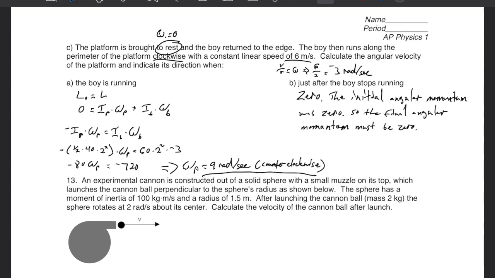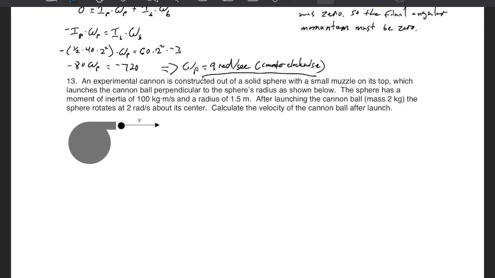Number 13, we've made it to the very end. An experimental cannon is constructed out of a solid sphere with a small muzzle on its top, which launches a cannonball perpendicular to the sphere's radius as shown below. The sphere has a moment of inertia of 100 and a radius of 1.5. After launching the cannonball, mass of 2 kilograms, the sphere rotates at 2 radians per second about its center. Calculate the velocity of the cannonball after the launch.